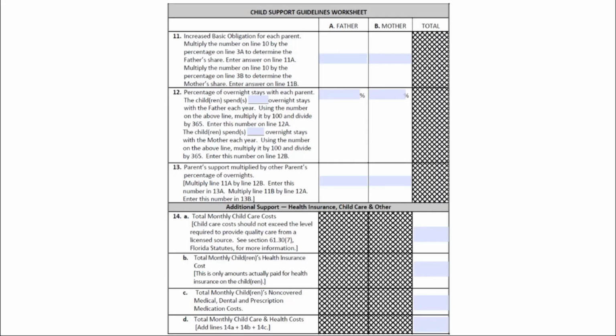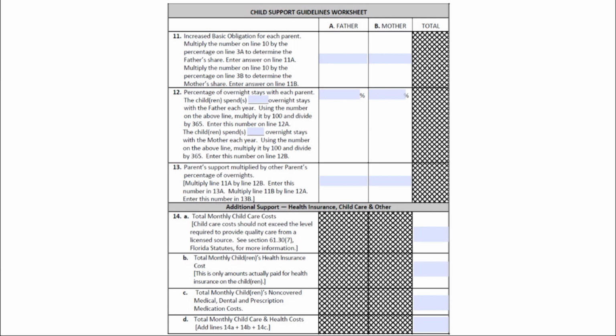Page 4 of the Notice of Filing Child Support Guidelines worksheet continues to add in additional support obligation calculations based on whether the parents both exercise substantial time sharing, which is defined as at least 73 overnights in a calendar year. In Section 11, you must determine the increased basic obligation for each parent.